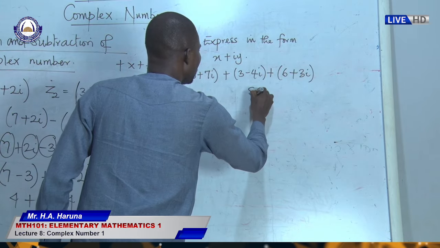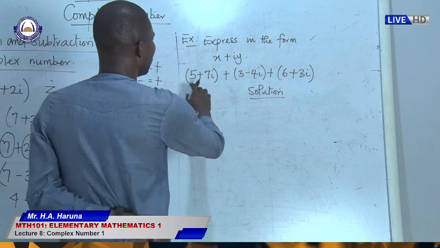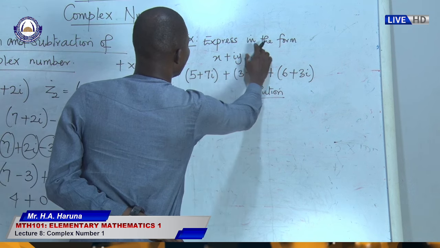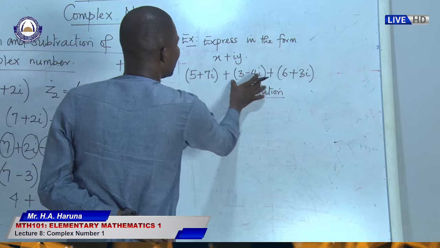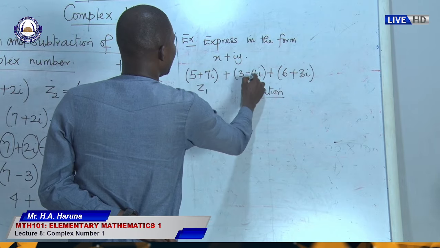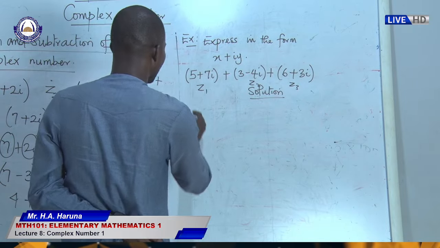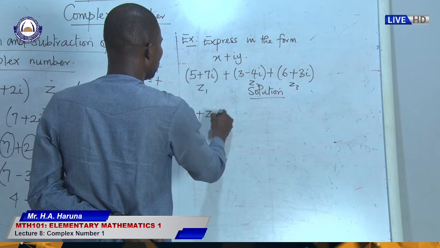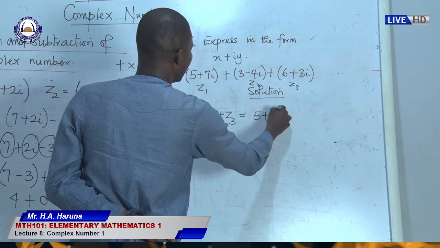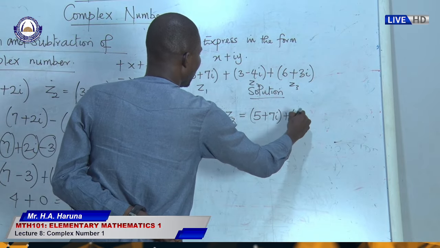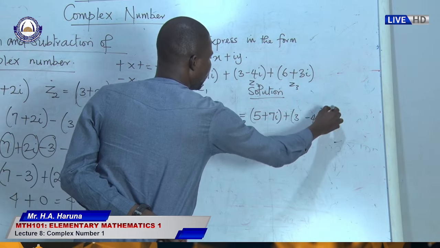Okay, let's solve this. Now you are told to express all of this in this form. Technically, what they are saying is you are to add all of this together, because this is your Z1, Z2, Z3. You have 3 complex numbers, so you want to add them together. You can say Z1 plus Z2 plus Z3. Hence, you have 5 plus 7i plus 3 minus 4i plus 6 plus 3i.